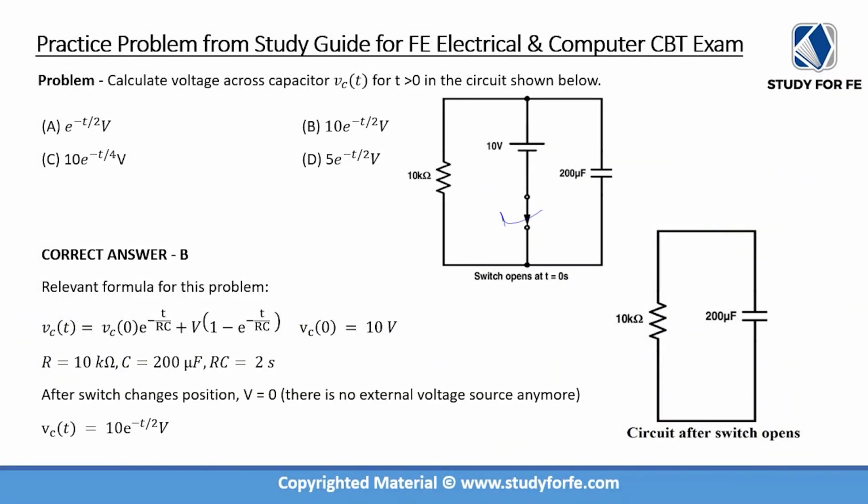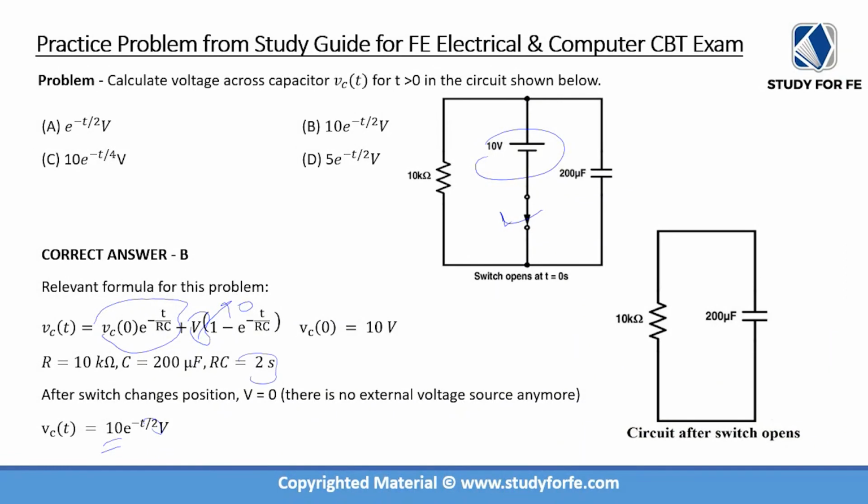So when this switch opens, this voltage source disappears. So this term, V, becomes equal to 0. We can completely ignore it, and then we can simply focus on this term. So we already established that this is 10 volts. E raised to power minus t divided by RC becomes e raised to power minus t divided by 2 because the time constant is equal to 2.